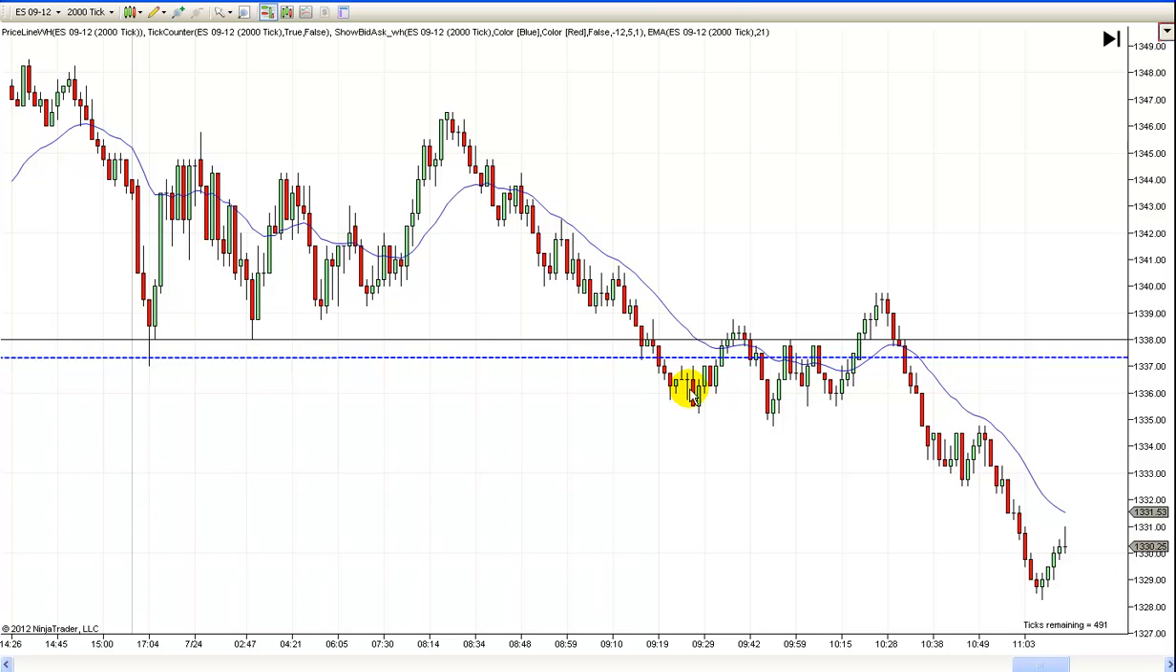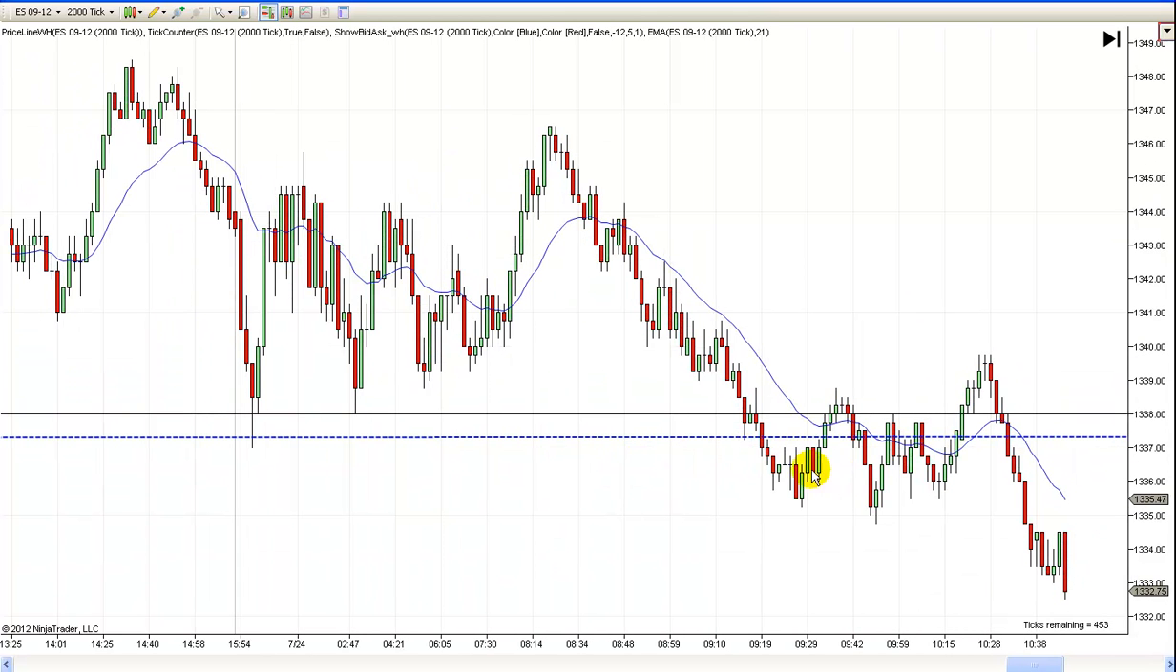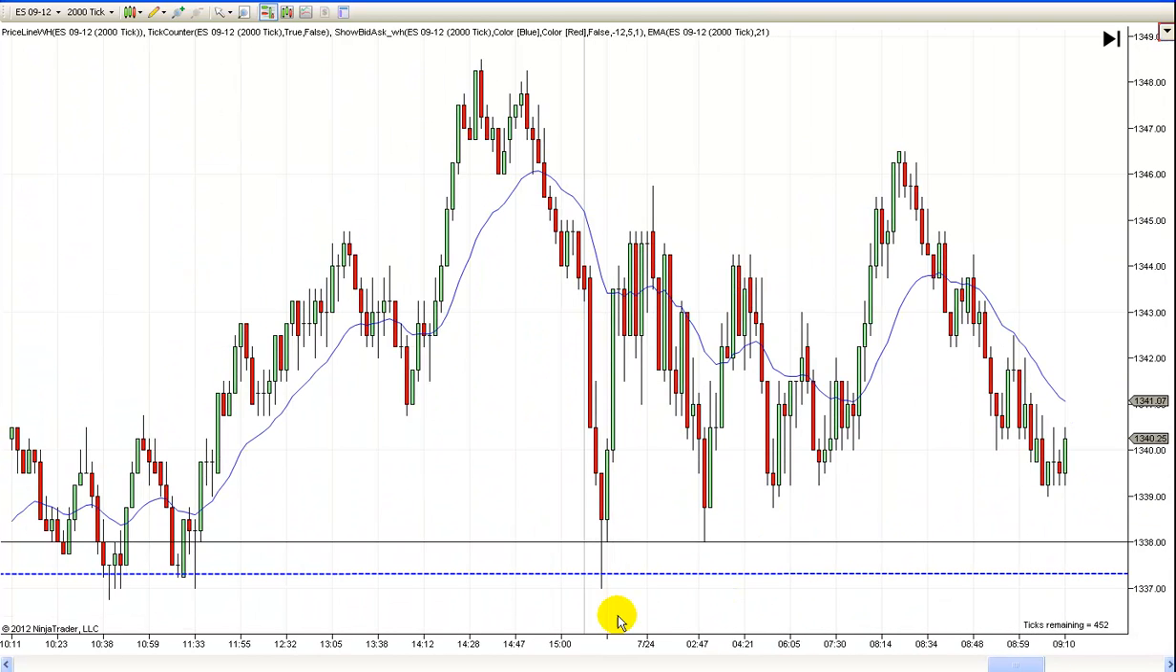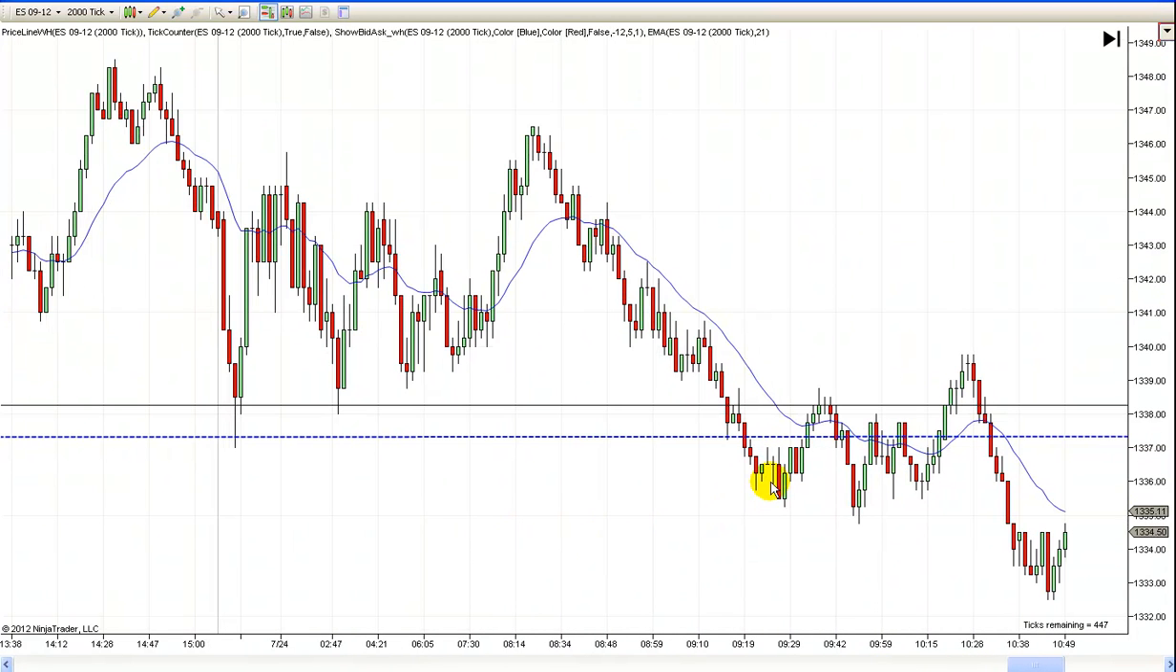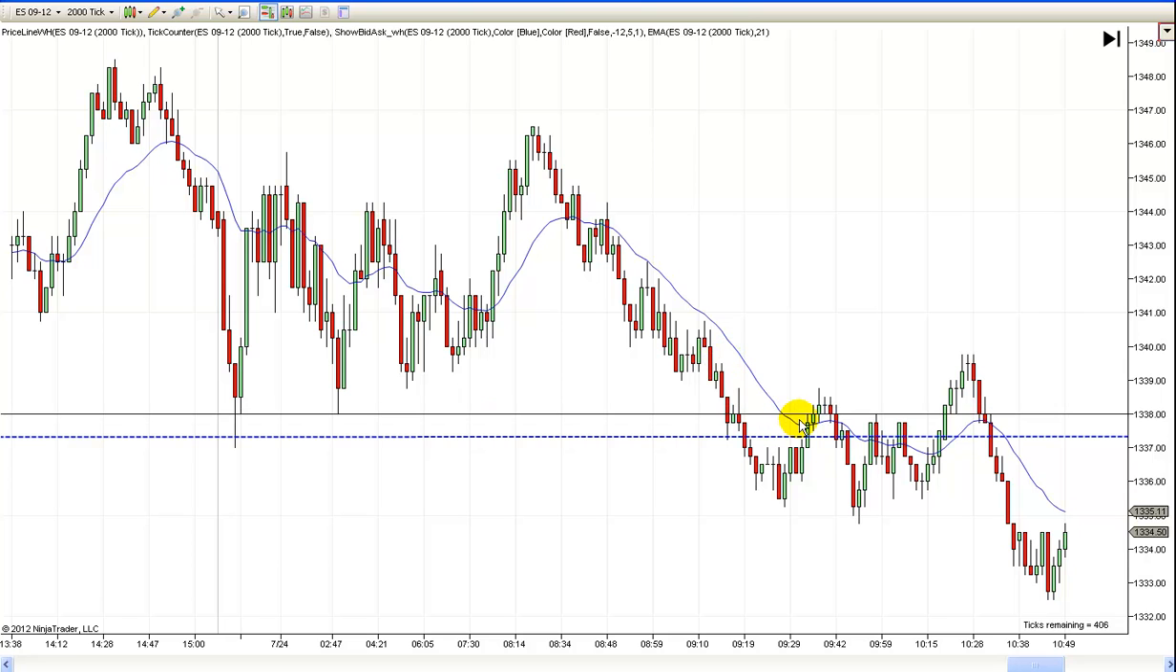But when we came down here, because I know that there's a ton of resting buy orders below all this strong support here, I know the odds are on my side to buy down here, especially when you're this far away from the EMA. There's going to be a pullback.